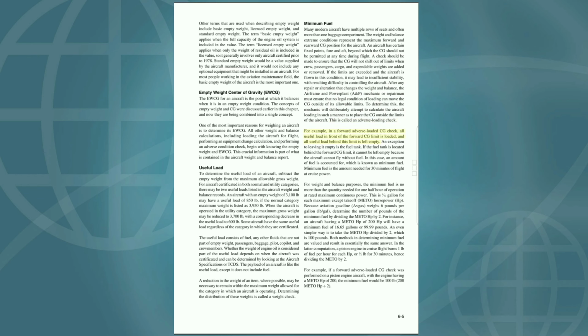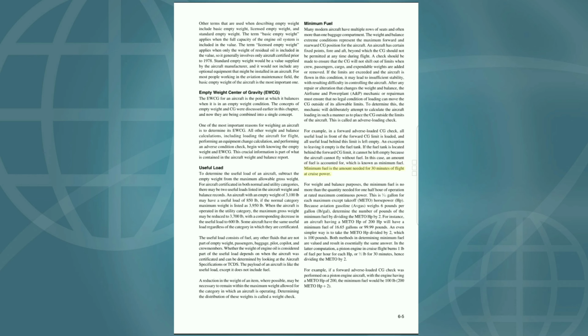For example, in a forward adverse loaded CG check, all useful load in front of the forward CG limit is loaded, and all useful load behind this limit is left empty. An exception to leaving it empty is the fuel tank. If the fuel tank is located behind the forward CG limit, it cannot be left empty, because the aircraft cannot fly without fuel. In this case, an amount of fuel is accounted for, which is known as minimum fuel.